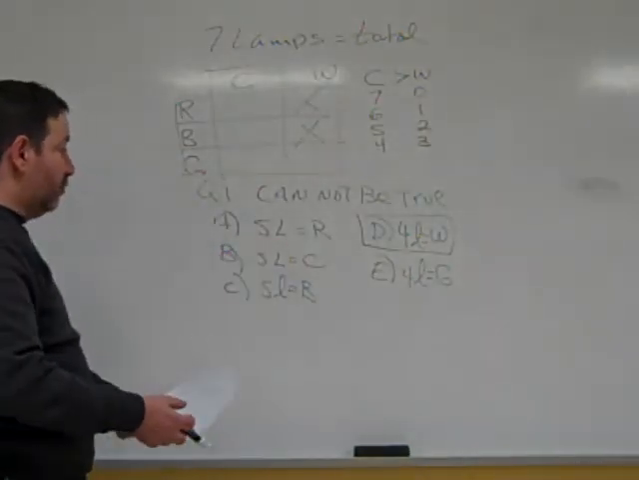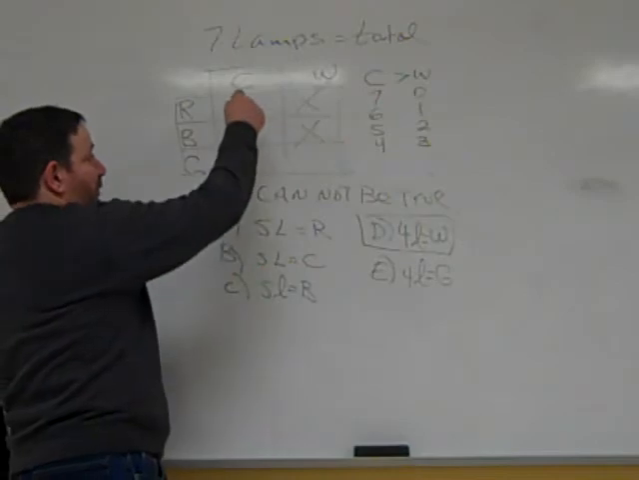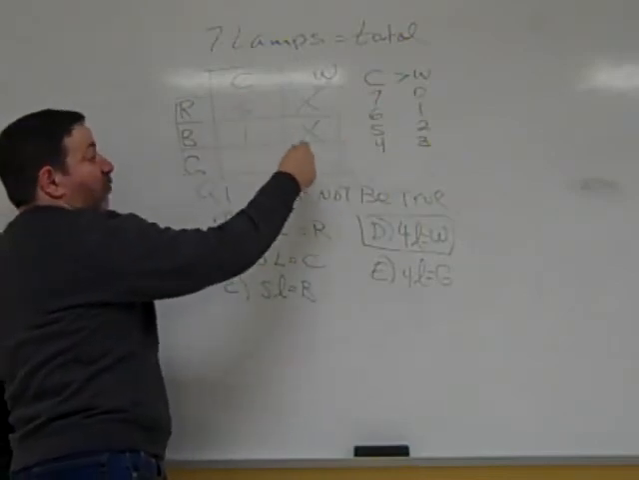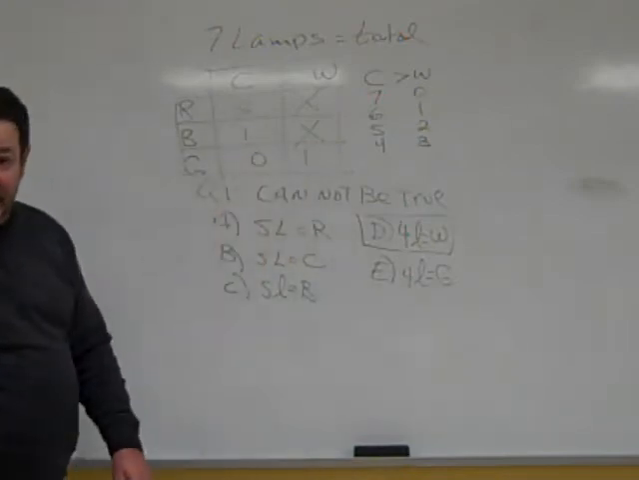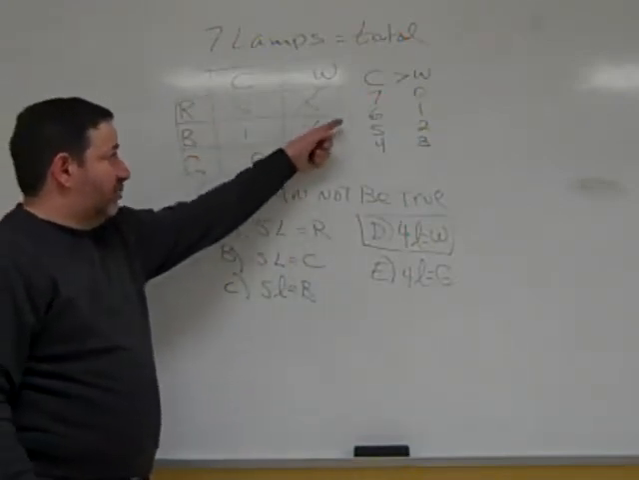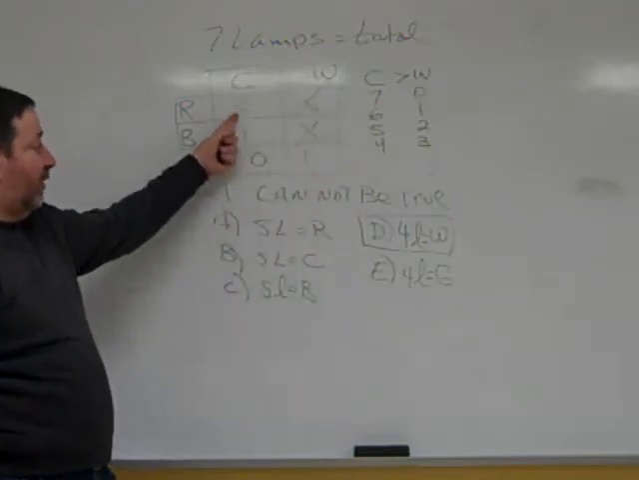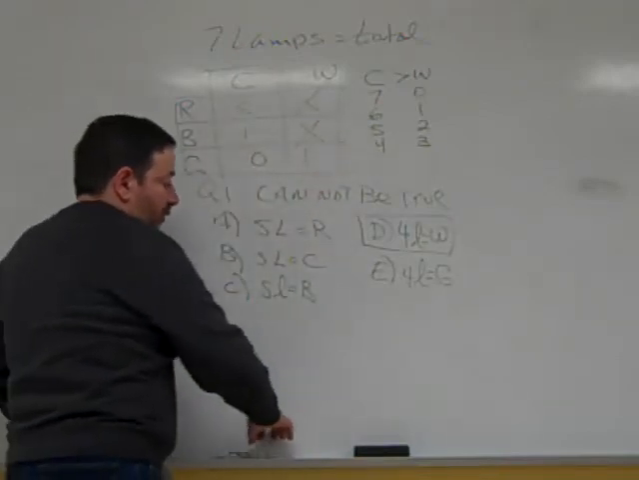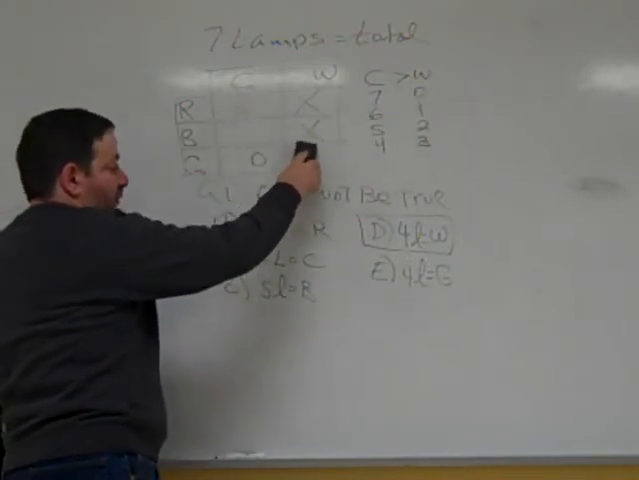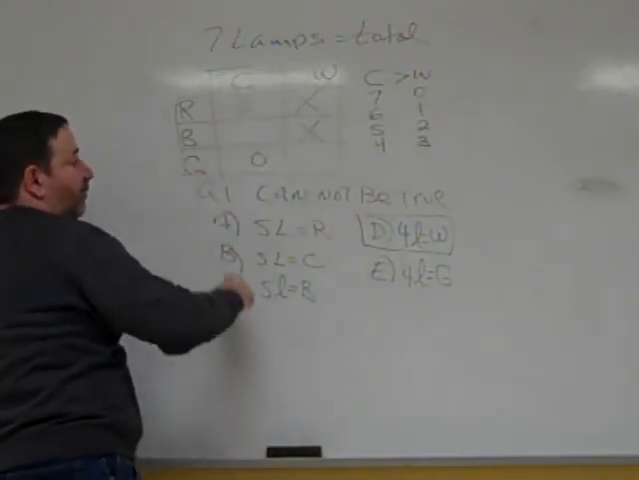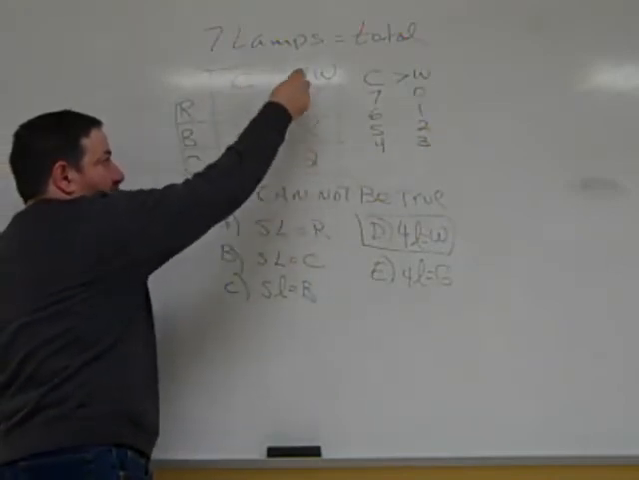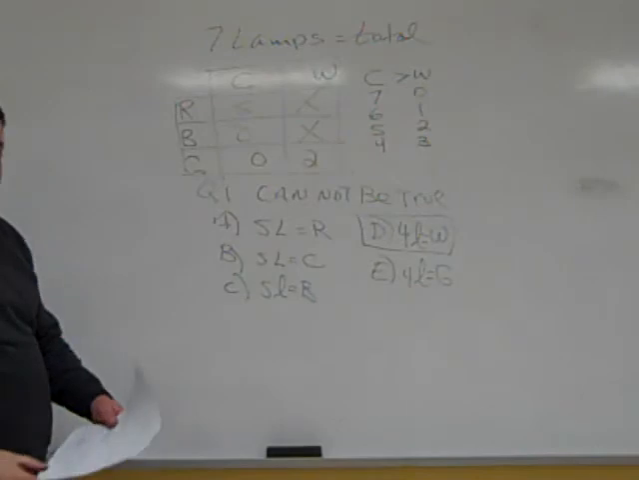Why can't A be true? 5 lamps would be red. 5, 1, and 1. Those add up to 7. And I have 6 ceramics and 1 wood, which is good. And I have 5 red. Letter B says 5 are ceramic. Okay, 5 lamps are ceramic. I have 5 that are ceramic, and the remaining 2 are wooden.